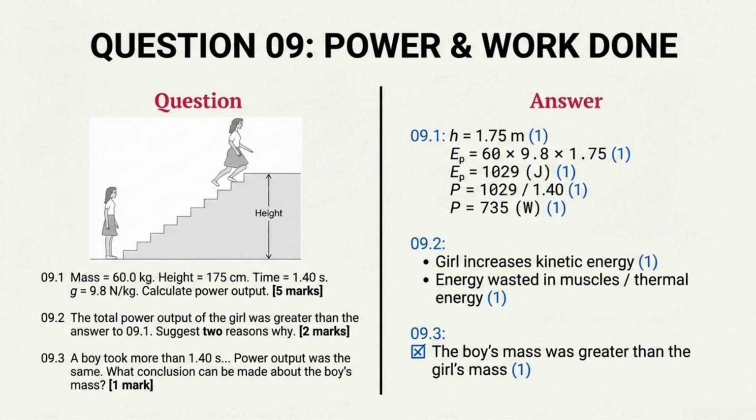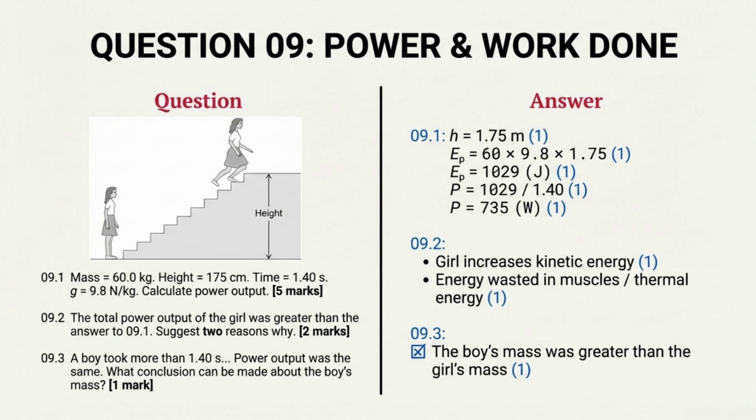Because our calculation only accounted for lifting her body vertically, but she's also moving, so she increases her kinetic energy. She's not a perfectly efficient machine either. Exactly. Energy is wasted in her muscles, and a lot is transferred as thermal energy. Her total power has to supply all of that wasted energy too.